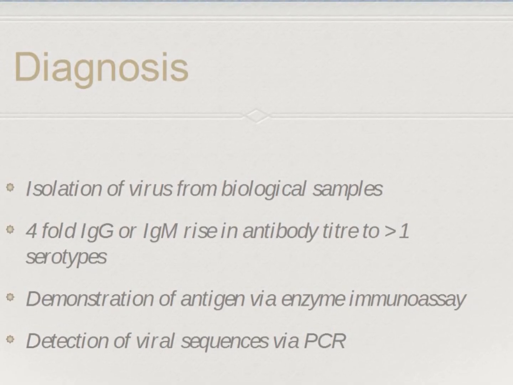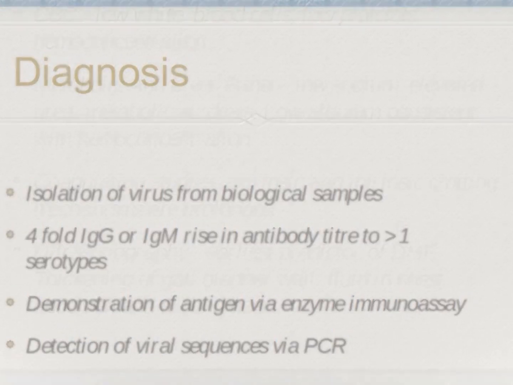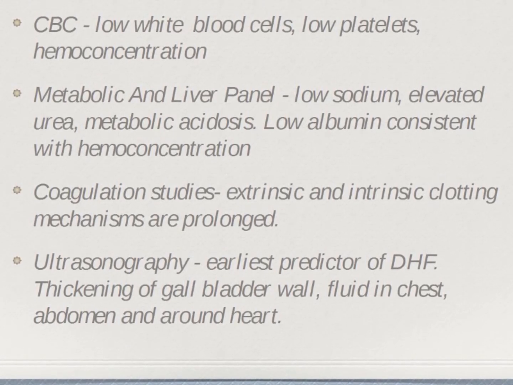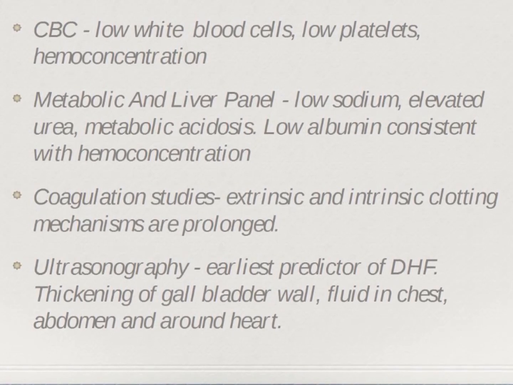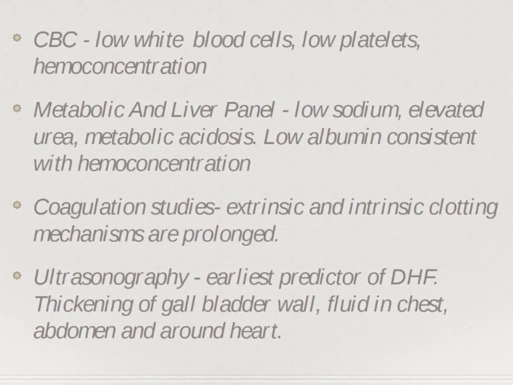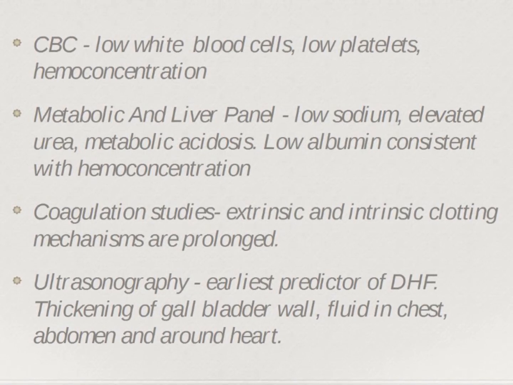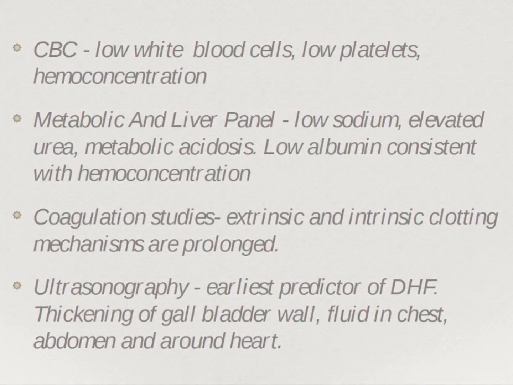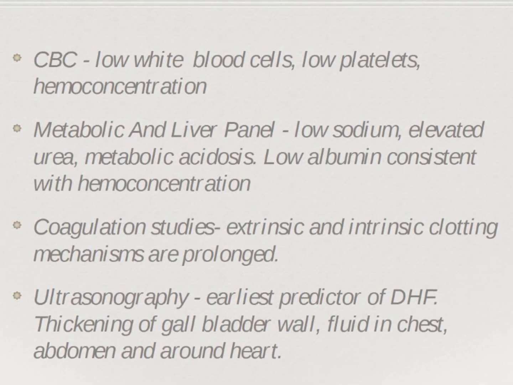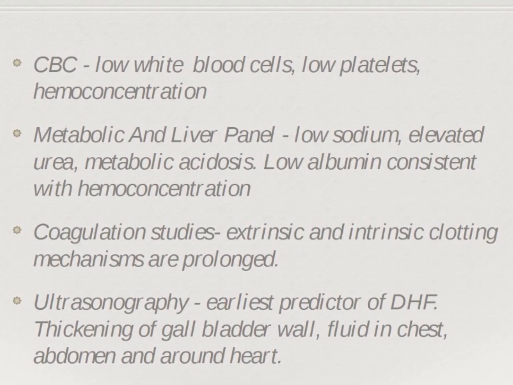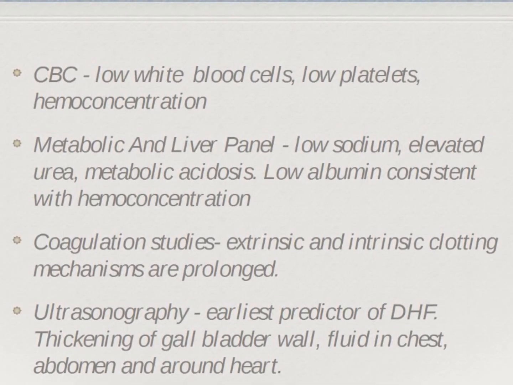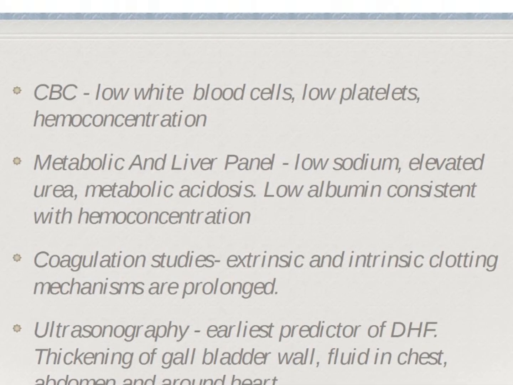In most other places, we'd be using the CBC, looking at white blood cell counts. You'd be finding low platelets, hemoconcentration, prolonged clotting times in the coagulation studies, low sodium, elevated urea. And you can also use ultrasonography. It's a very early predictor of dengue hemorrhagic fever because the thickening of the gallbladder wall tends to precede any vascular injuries that occur with the hemorrhagic fever.